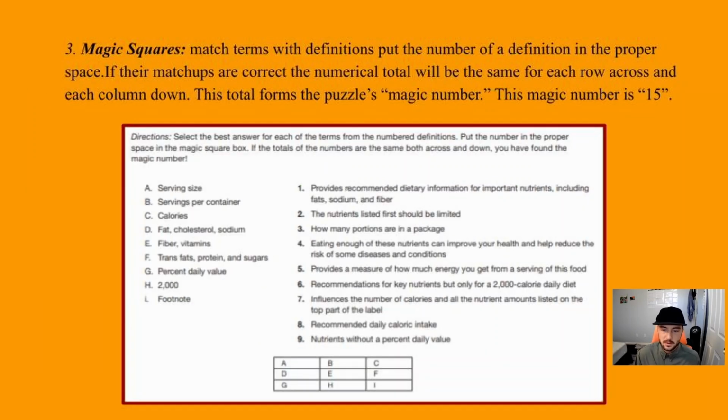Magic squares, this one's a little ambitious but effective. Magic squares match terms with definitions, put the number of the definition in the proper space. If their matchups are correct, then the numerical total will be the same for all the rows and all the columns. So in this instance, the magic number is 15. So if they match it all up correctly, the number should equal 15, and that's how they will know they got the combinations correct.